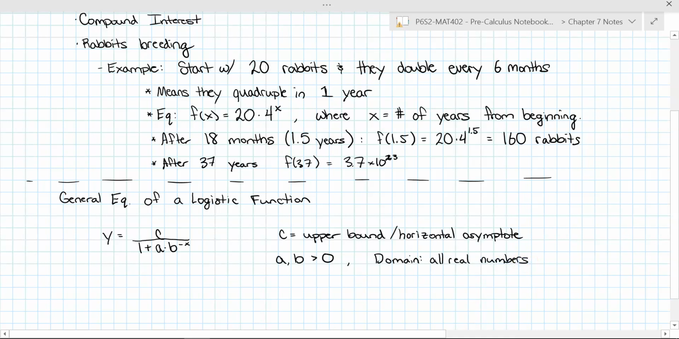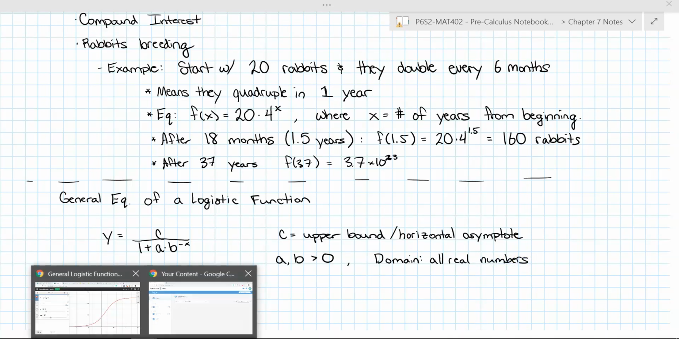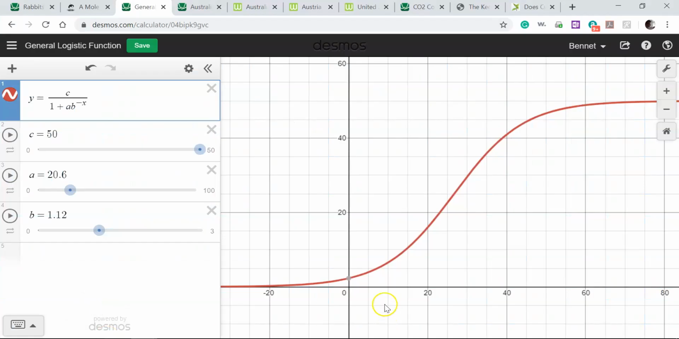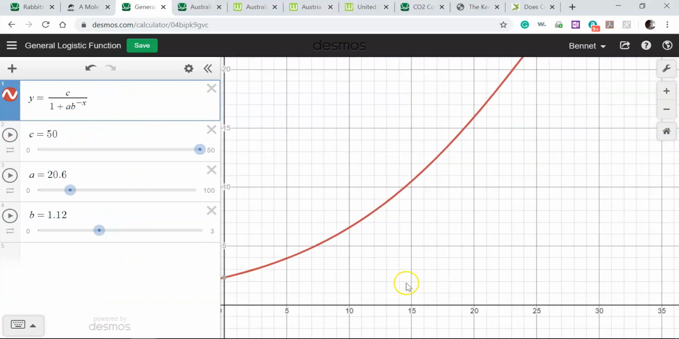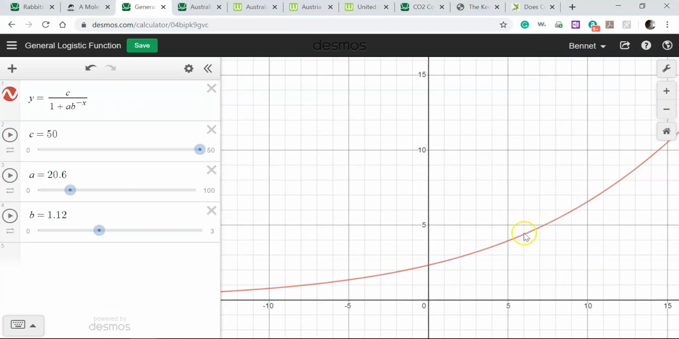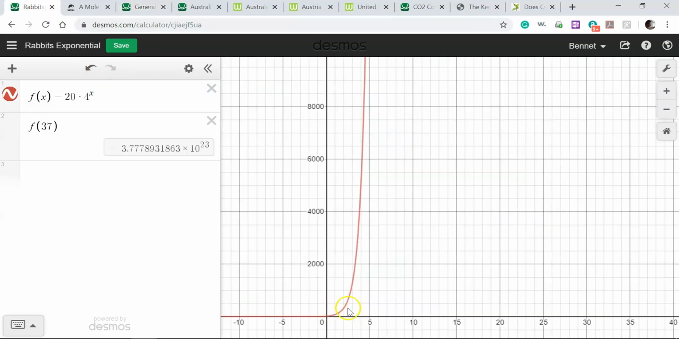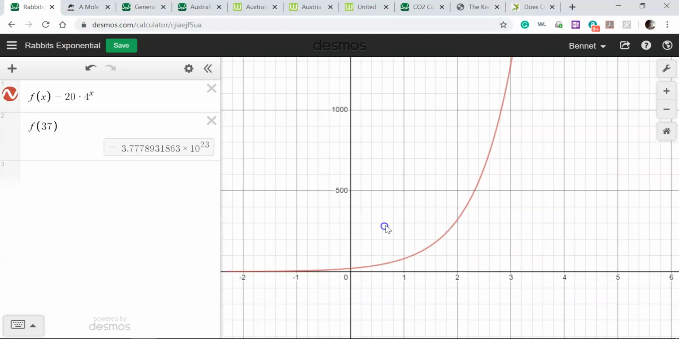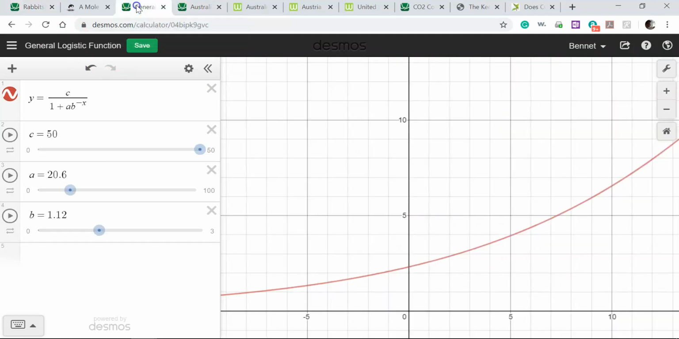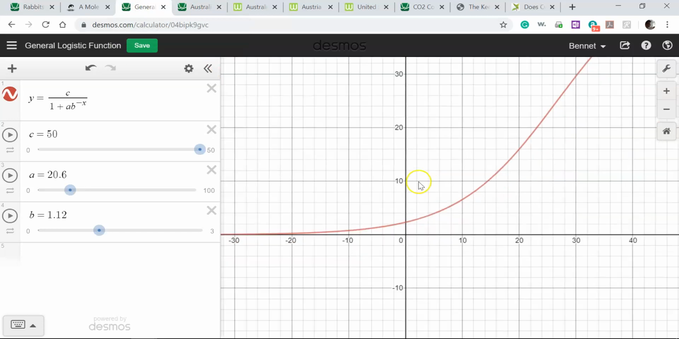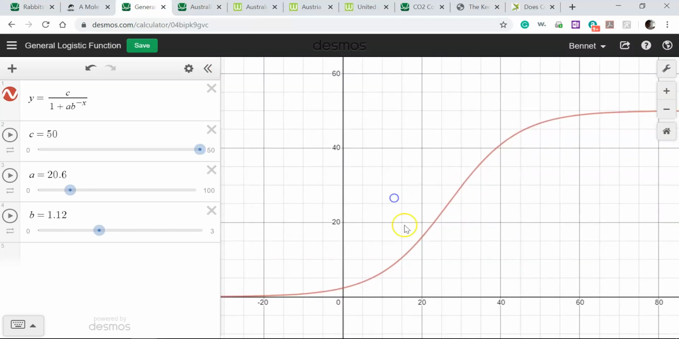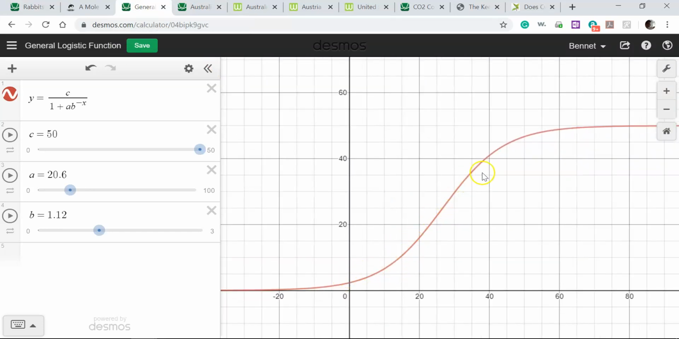And so if we go back to here, if I zoom in at the beginning, it looks exponential. At the very start of this, it behaves like exponential growth. It's looking like what our rabbit thing did at the start. But if you zoom out, it shows that eventually you will hit some upper limit, this upper bound.